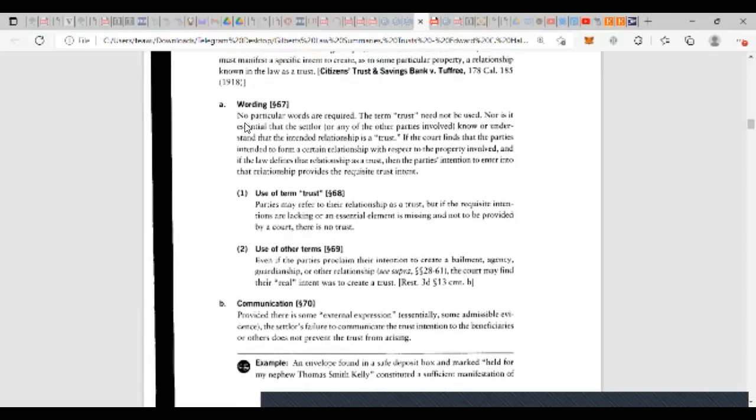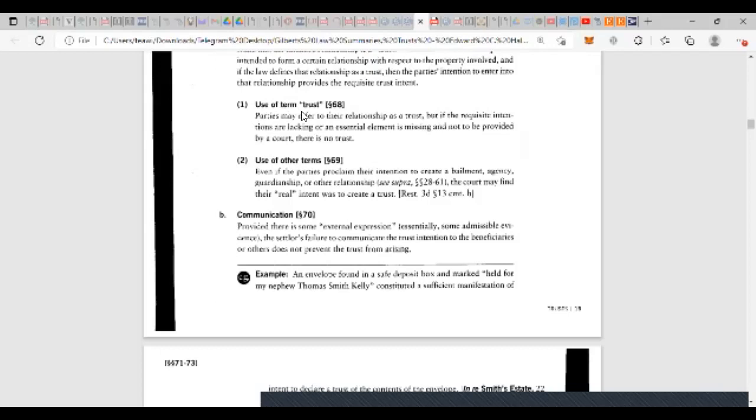Wording, Section 67. No particular wording or words are required. The term trust need not be used, nor is it essential that the settlor or any other parties involved know or understand that the intended relationship is a trust. If the courts find that the parties intended to form a certain relationship with respect to the property involved, and if the law defines that relationship as a trust, then the party's intention to enter into the relationship provides the requisite trust intent.